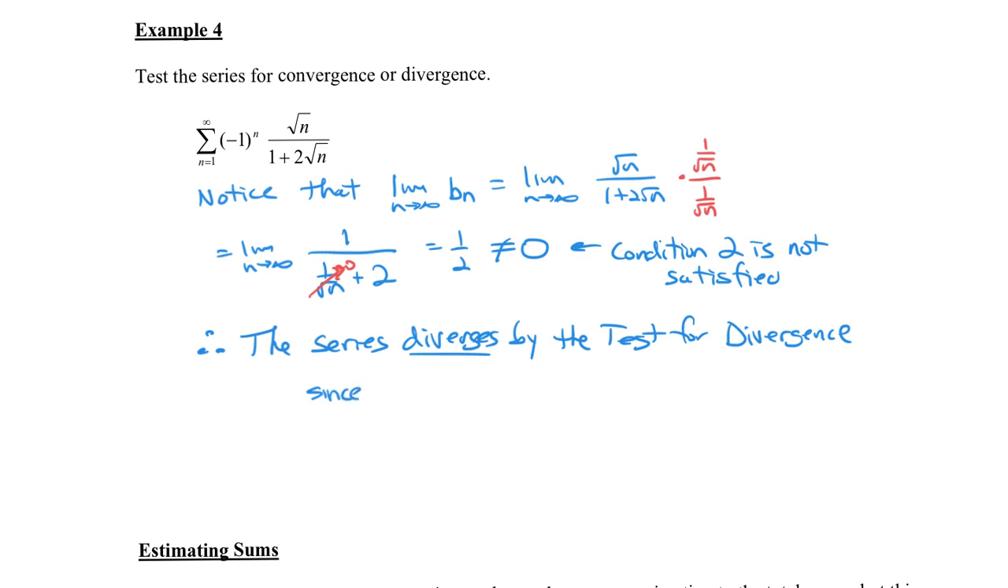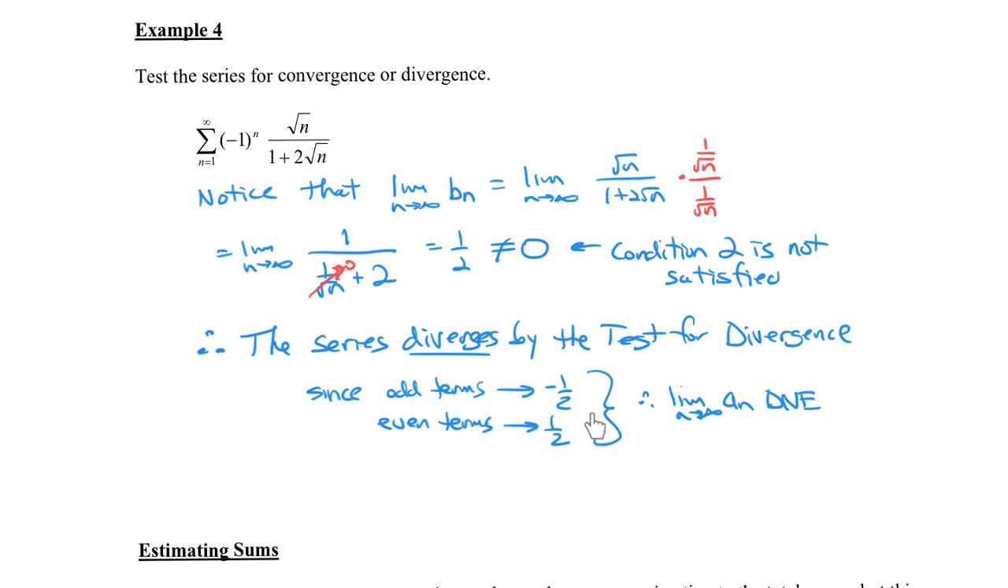It diverges since the odd terms approach negative 1/2, and the even terms approach positive 1/2. Therefore the limit as n approaches infinity of a sub n does not exist, because for it to exist, all the terms have to approach one and only one number. So the limit as n approaches infinity of a sub n does not exist.